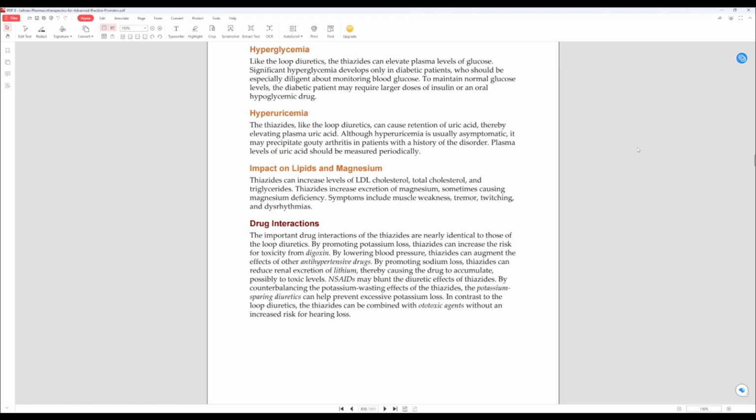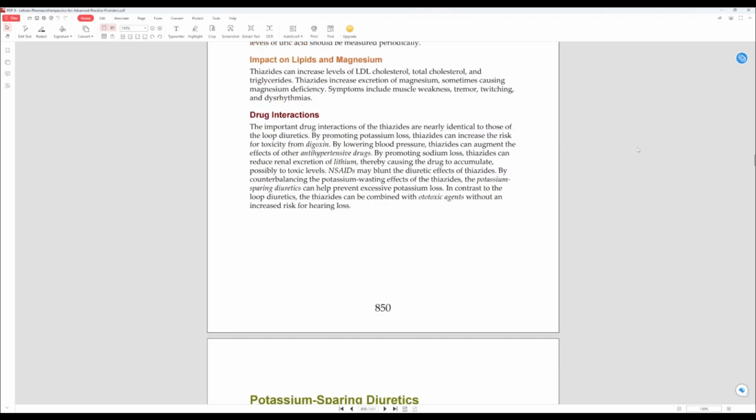Although hyperuricemia is usually asymptomatic, it can precipitate gouty arthritis in patients that have that history. Plasma levels of uric acid should be measured periodically. Impacts on your lipids and magnesium.